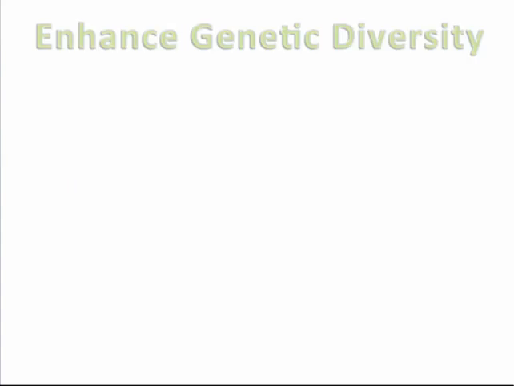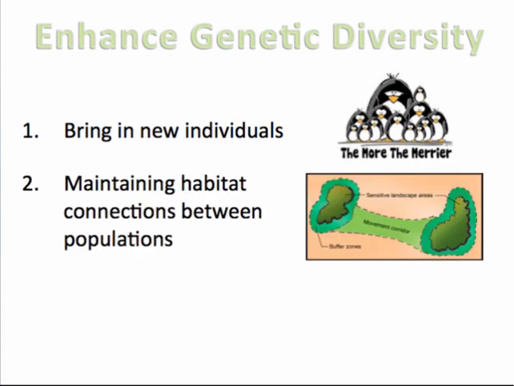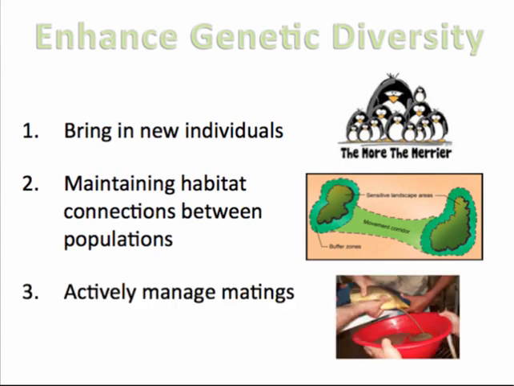So, enhancing genetic diversity. How would you then enhance genetic diversity if you were charged with managing a population? There's 3 general ways you would do this. First, bring in new individuals. Second, would be maintaining habitat connections between populations. That way individuals can freely move between populations, and they can bring in new individuals and change the genetic makeup of populations. And the third one is if you had maybe a captive colony, or even if you had a small population in the wild, you would then try to actively manage matings. And this way you would try to bring in new diverse alleles and enhance the genetic diversity.